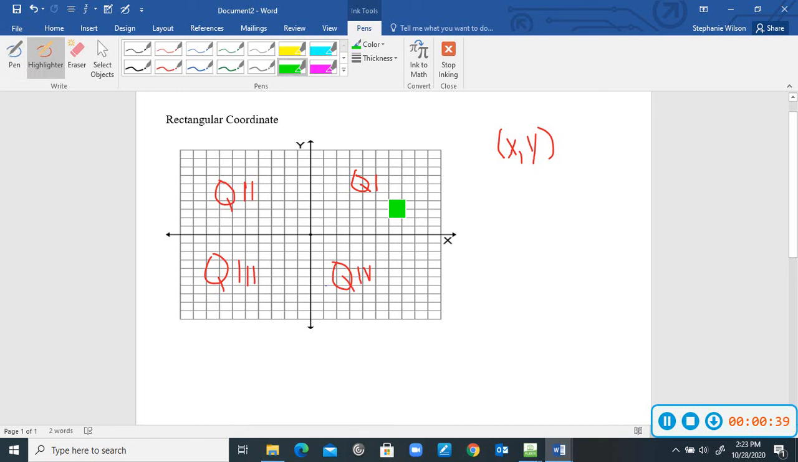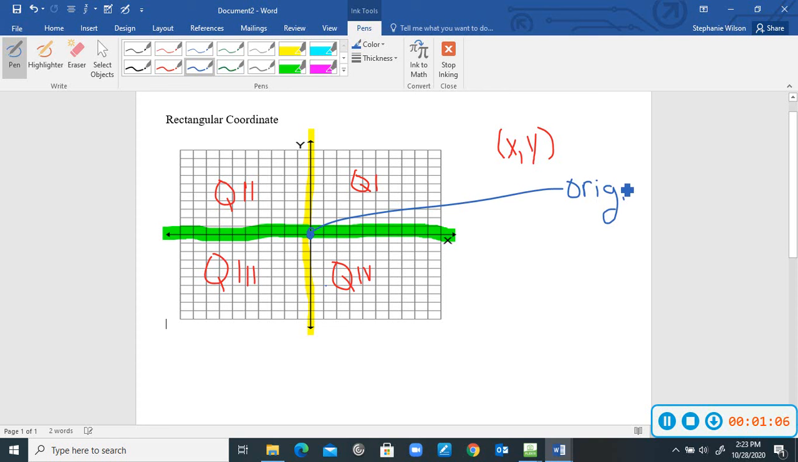On this graph, we have an x-axis, and it runs horizontally right here. And then we have a y-axis, and it runs this vertical line. Whenever we start reading the graph, we always start right here. This is called my origin. This is where x is 0 and y is 0. This is my starting point. Okay?